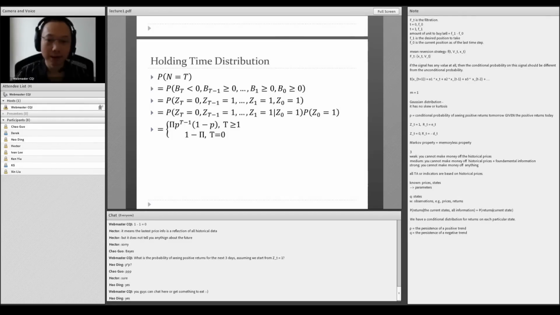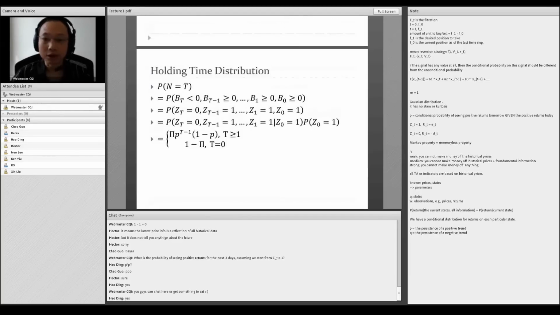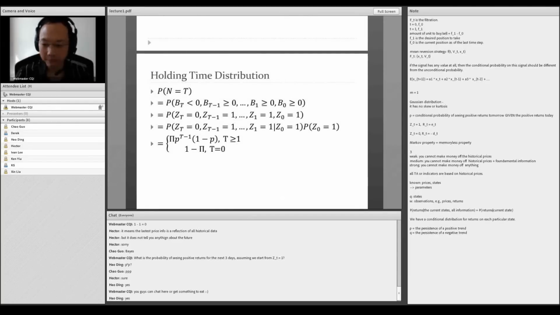So this is magic, right? Because before you look at any data, before you place the first dollar bet, you already know how long you expect to lock up your money for.